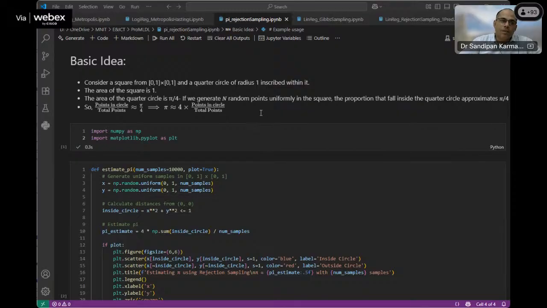Okay. So these are some templates you can use for doing your own work. You play with the codes. I'm telling you. So can you see all the codes? Just tell me. So pi rejection sampling you can see.